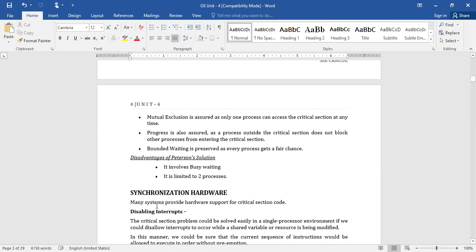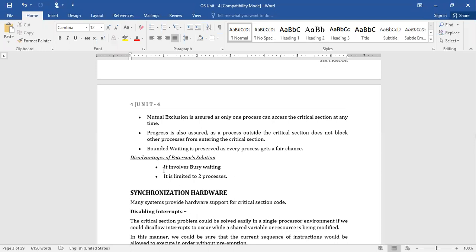So the two important problems noticed with the Peterson solution are that it involves busy waiting and it is limited to two processes only. Okay, so that is about one of the software solutions developed by Peterson.